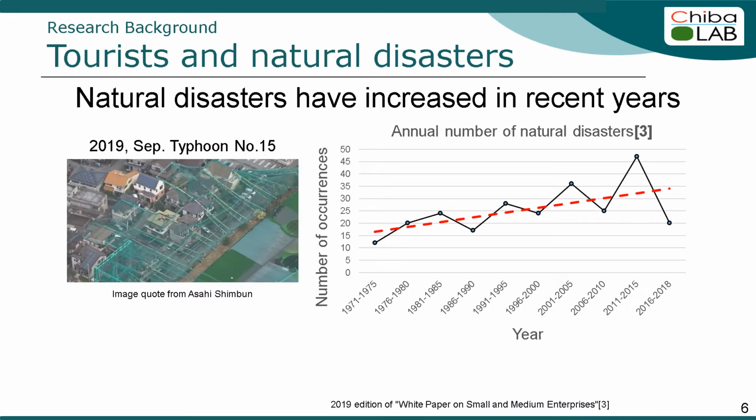In Japan, natural disasters have increased in recent years. They have caused damage over wide areas. For example, earthquakes, volcanic eruptions, typhoons, etc. Such disasters are increasing as shown by the red line in the graph. It can be said that tourists are more likely to encounter natural disasters.